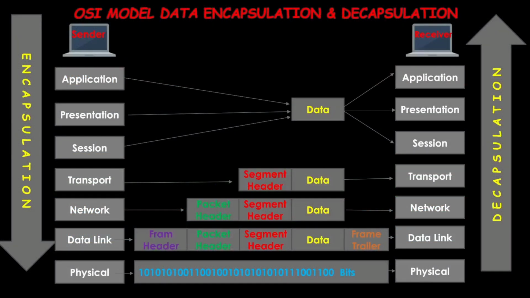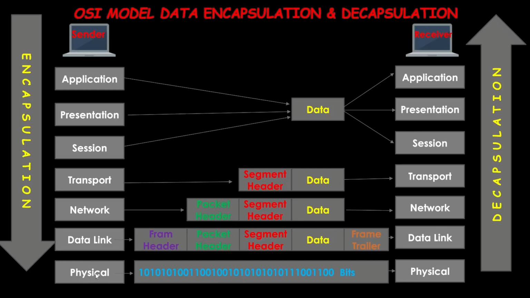The OSI model is split into 7 layers. Each layer has a specific purpose and performs a particular task that helps transfer data. These are the layers. Now, when you send something, the layers get encapsulated, and when it arrives, it gets decapsulated. Now, let me talk about the layers real quick. So let's start with the physical layer.